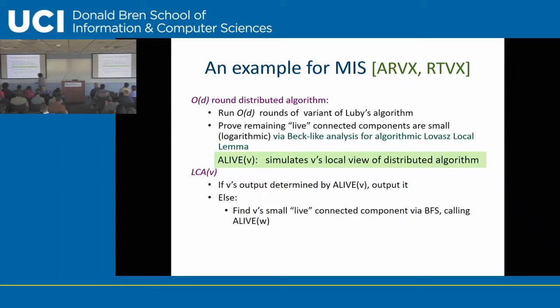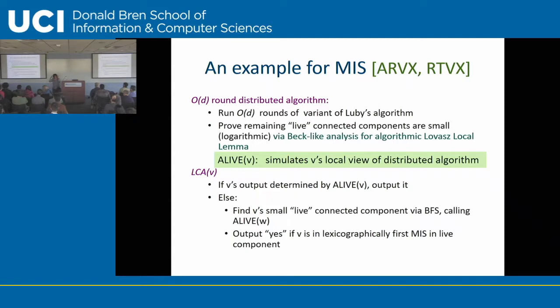So we're just going to find the whole component, and once we do that, we figure out its logarithmic size, we can just write it down. We're going to figure out if V is in the lexicographically first maximal independent set or not, and output based on that. Okay, so that's the whole thing.